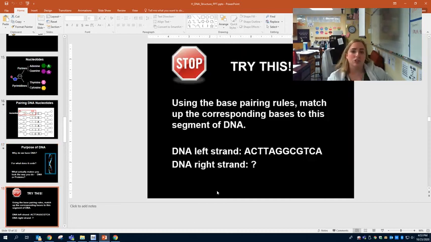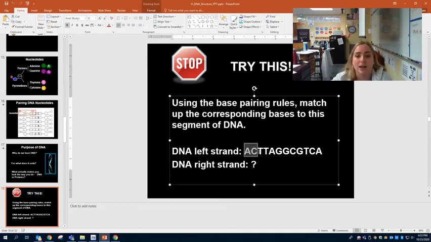And the last thing I want you to do as you're writing these notes is I want you to practice making a complementary strand. So a complementary strand is looking at the nitrogenous bases. So on this left strand, we have A, C, T, T, etc. And for the right strand, I want you to remember the base pairing rules. So A goes with T and C goes with G. So let's do the first three letters together and then try the rest on your own.